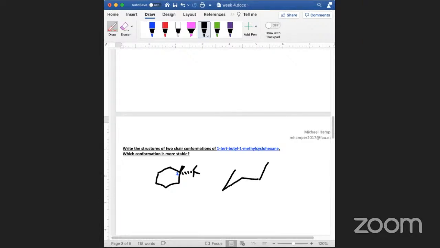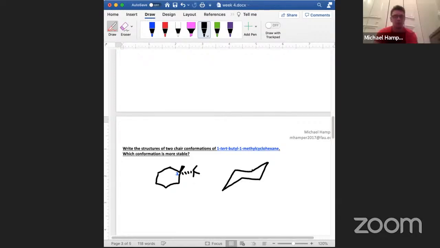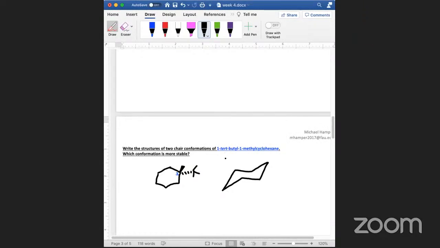Sorry, how did you decide what's wedged and what's dashed again? It could be either or. The name doesn't tell you which is which. If the name was telling you that, it would tell you an R or an S. That's the only way you could know which is which. It's just asking you, given this name, which one of these conformations is more stable, so you could just test yourself with both. But there's a rule of thumb that I like to use. Does anybody know it, for figuring out the direction?